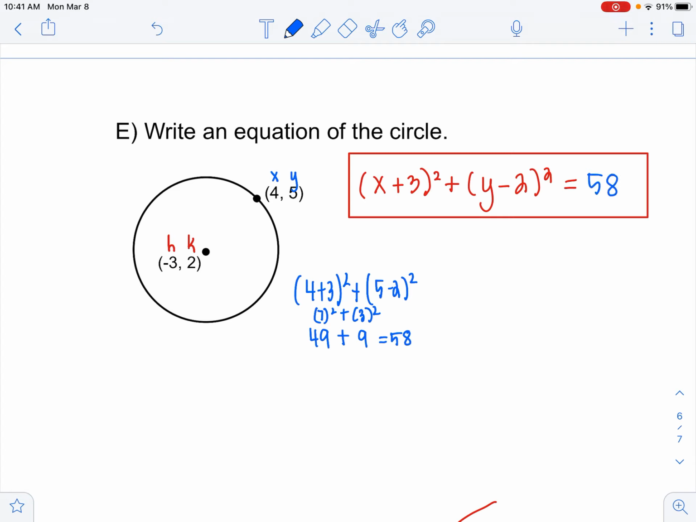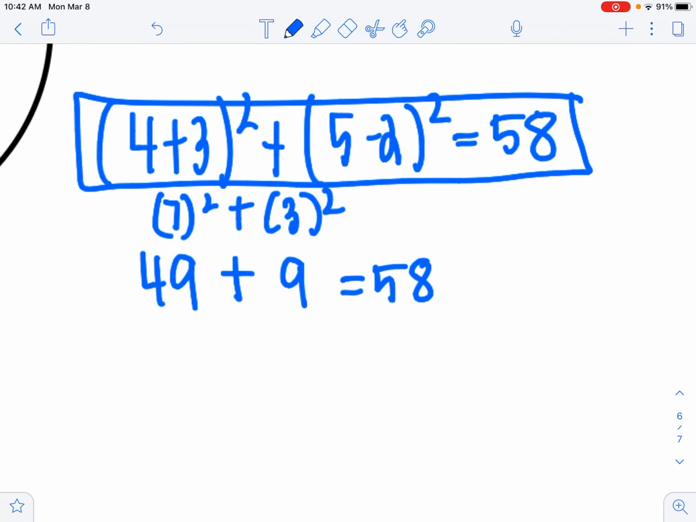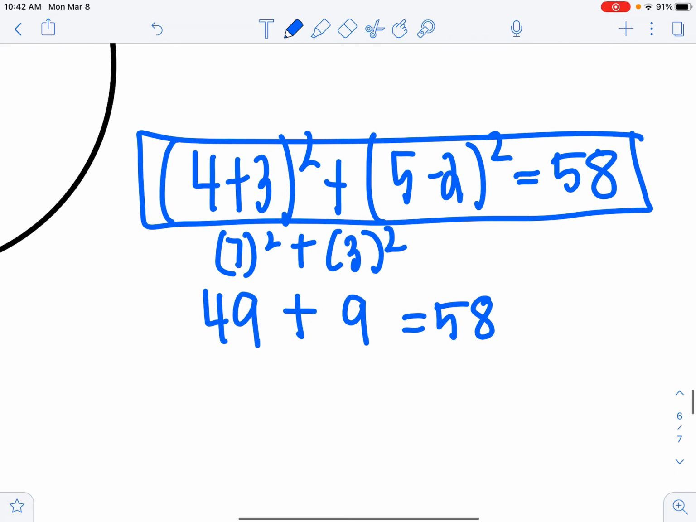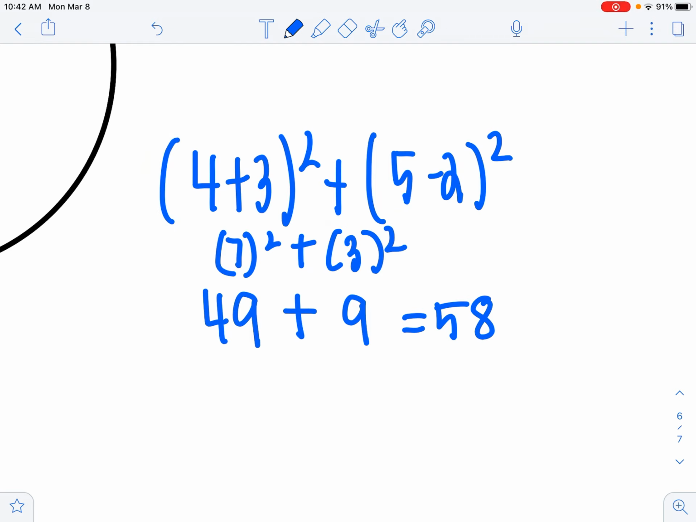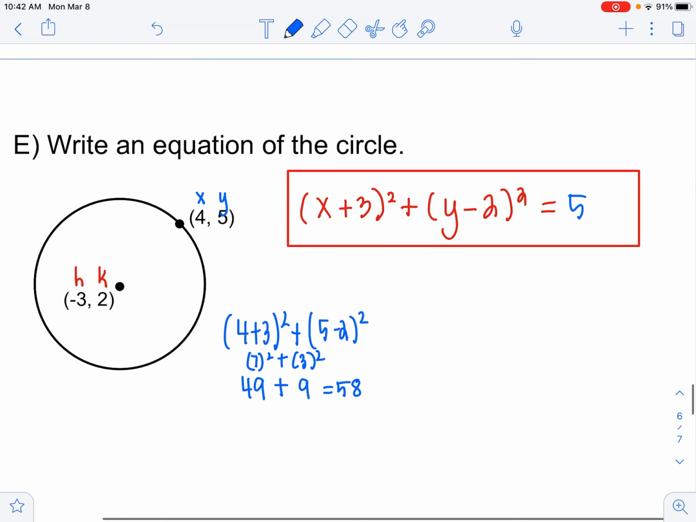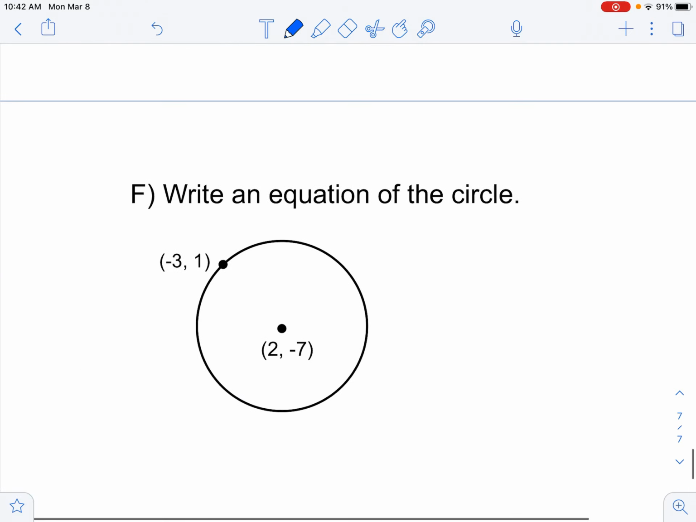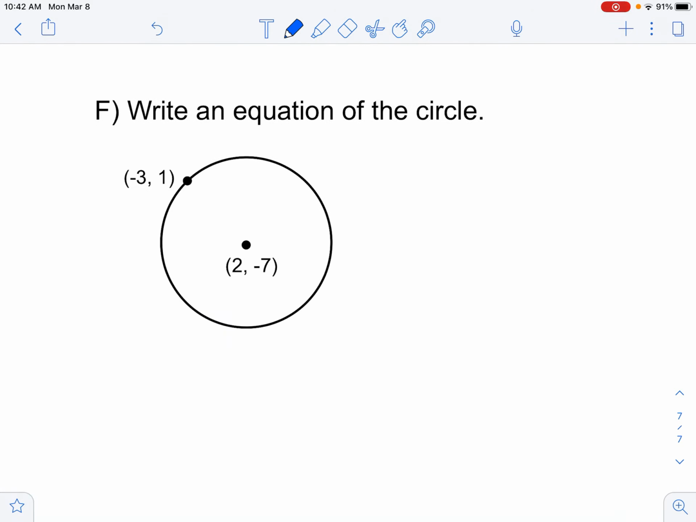And there's my answer. Now, the reason that I have you box everything that you've done so far is because I'll have people put equals 58 here and they'll box this. This is not the equation of a circle. That's just math. Like, that's a true statement. 4 plus 3 squared plus 5 minus 2 squared is 58, but that's not the equation of your circle. So I say don't write it there, and I say make sure you put a box around your answer and then just fill in that number. Okay, why don't you try the last one on your own, see how you do.